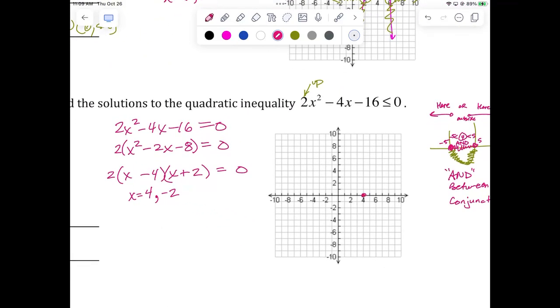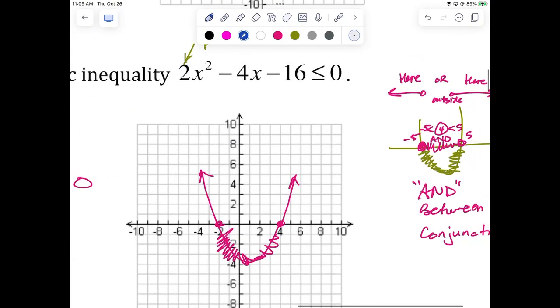All right, so now I'll sketch this. It's 4 and -2, and it opens up. So it looks something like this. And I want to know where it's less than 0. That means I want to know where it's below. So that's there and there. And again, it's less than or equal to. So solid dot now, solid dot, and I shade in between.